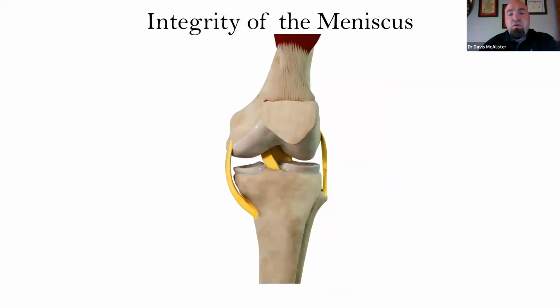Okay, the integrity of the meniscus. When we look at the meniscus, it is designed to provide a tracking mechanism as the knee goes into flexion and extension. If you disrupt that tracking mechanism and the glide that you have, then it is going to affect the stability and the way stress is distributed throughout the knee.